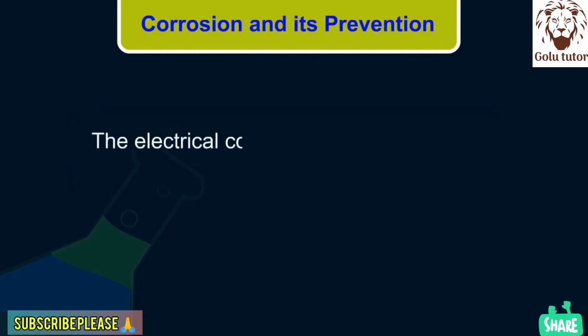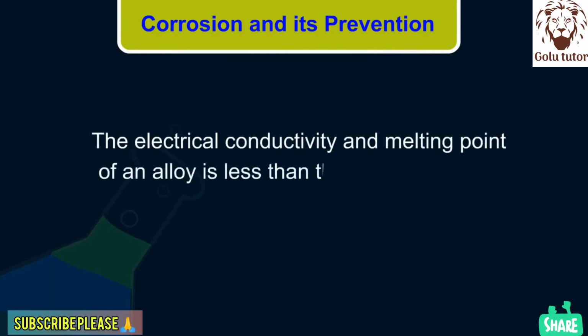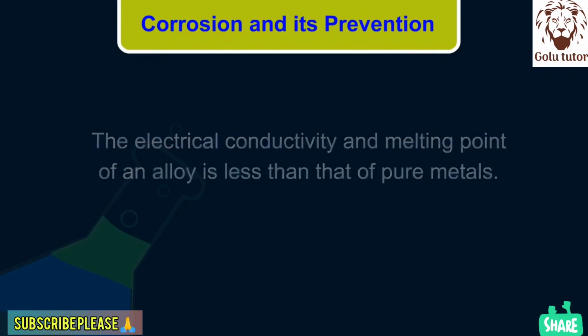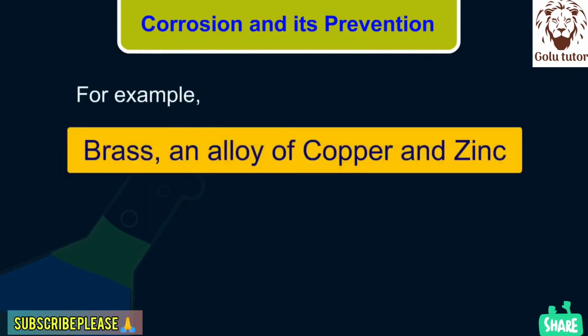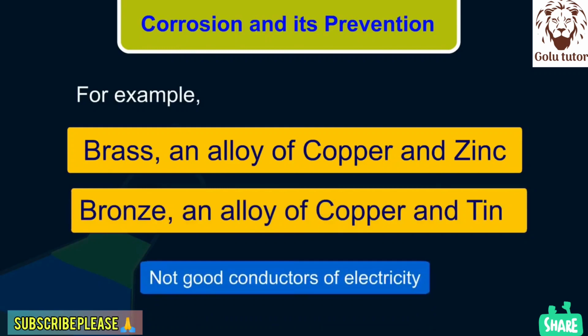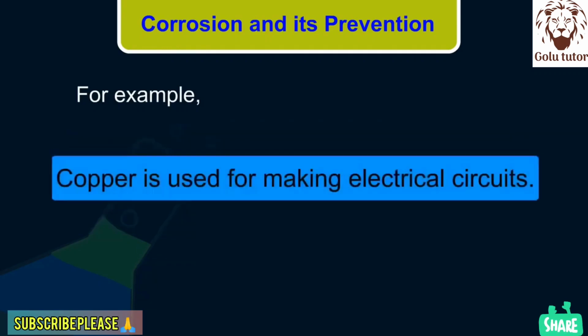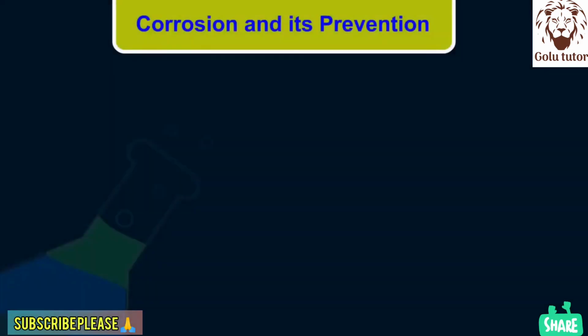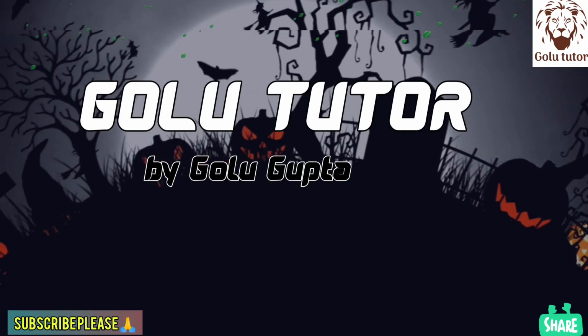The electrical conductivity and melting point of an alloy is less than that of pure metals. For example, brass, an alloy of copper and zinc, and bronze, an alloy of copper and tin, are not good conductors of electricity, whereas copper is used for making electrical circuits. Friends, in this video, we studied corrosion and prevention of corrosion.